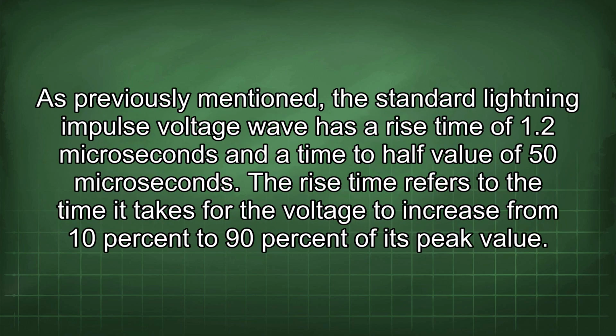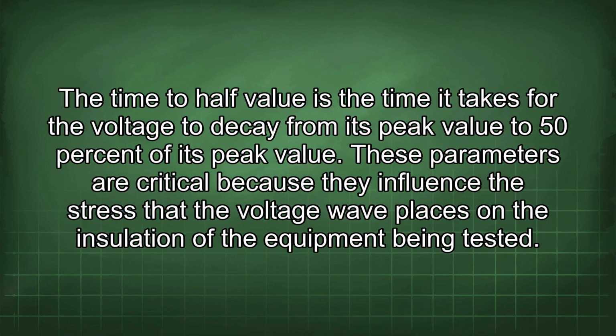As previously mentioned, the standard lightning impulse voltage wave has a rise time of 1.2 microseconds and a time to half value of 50 microseconds. The rise time refers to the time it takes for the voltage to increase from 10% to 90% of its peak value. The time to half value is the time it takes for the voltage to decay from its peak value to 50% of its peak value.